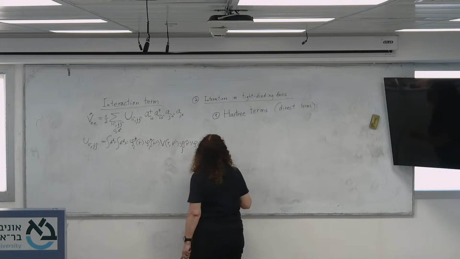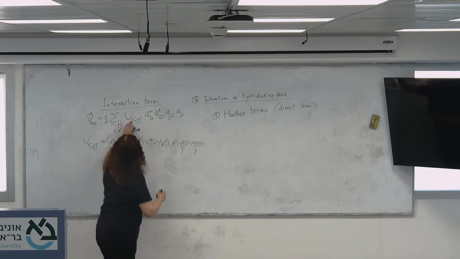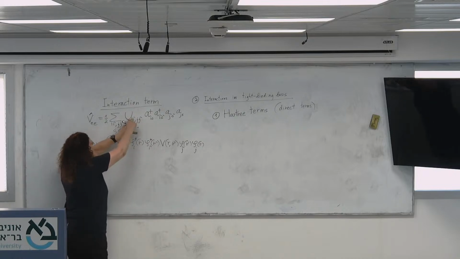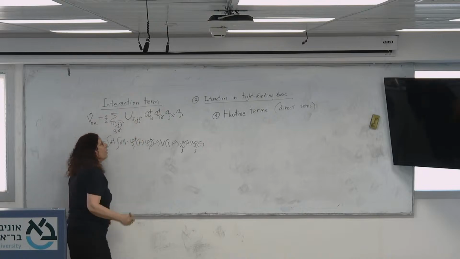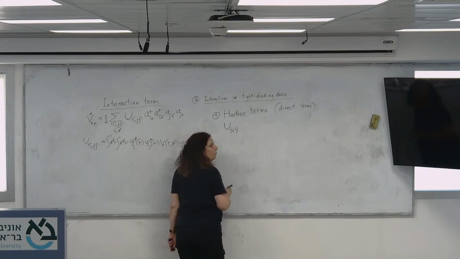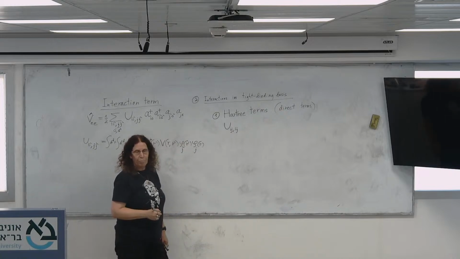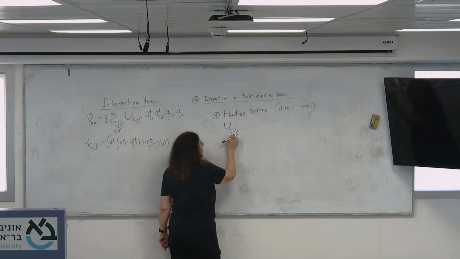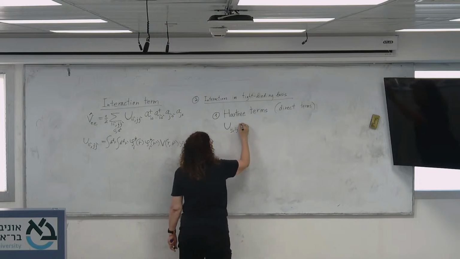What are they? Among the many matrix elements that I can define here I have 4 indices. I can choose 2 of them to be the same. So, the Hartree terms are terms where there is an ij and another ij. And because it depends only on 2 indices, let me give it a name, Vij.